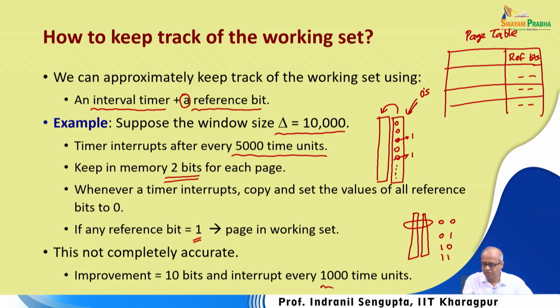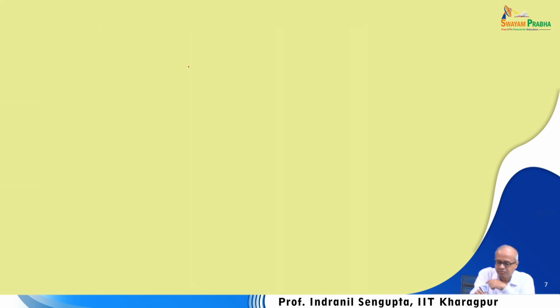I can choose to have 1,000. I set the timer to interrupt every 1,000, and I use 10 reference bits. So there I can get more accuracy, I can get a resolution of 1,000 time units. So I can resolve if a locality is less than 10,000, that also can be identified. So this is just a trade off, how many reference bits you keep to track the working set. Okay. So essentially what I am saying is that there will be these kind of bit streams.